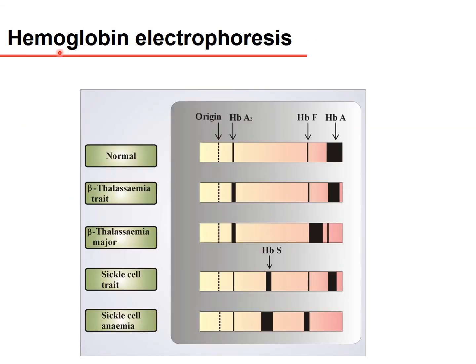Now again, when we look at the hemoglobin electrophoresis, you will see in sickle cell anemia that we have this hemoglobin S as a different migrating band, and it's showing that the patient has sickle cell anemia.